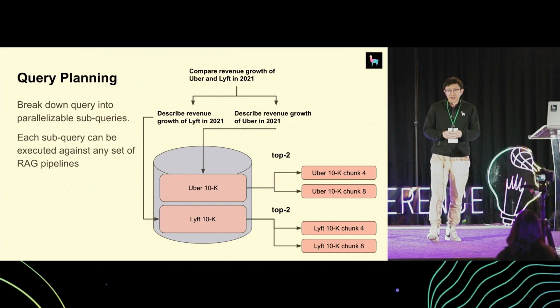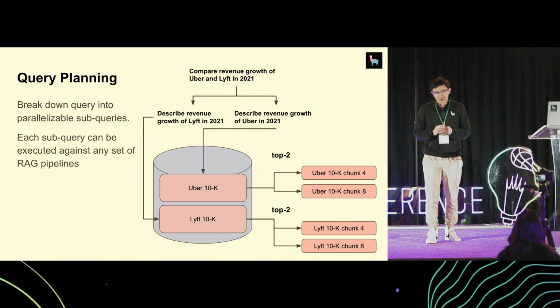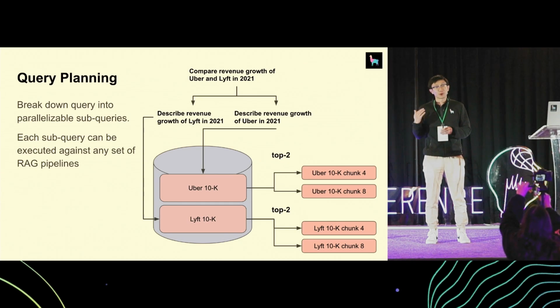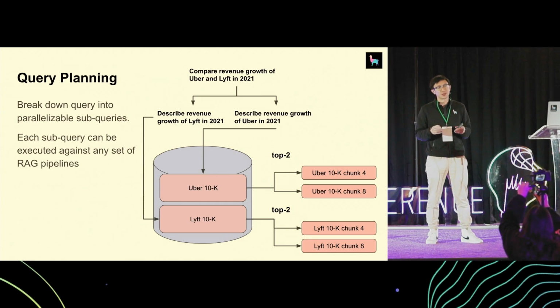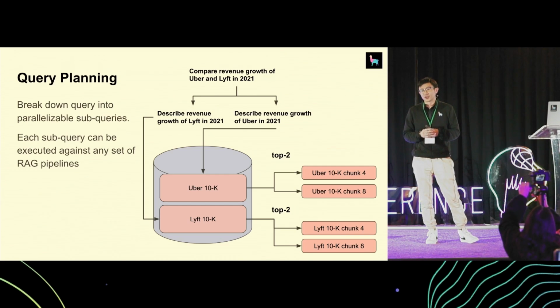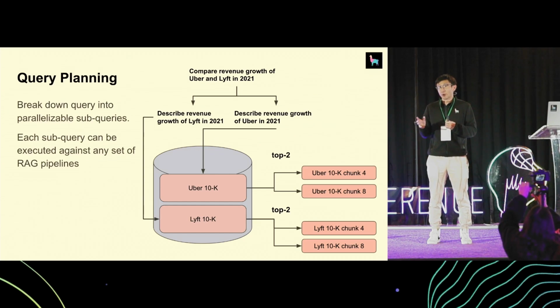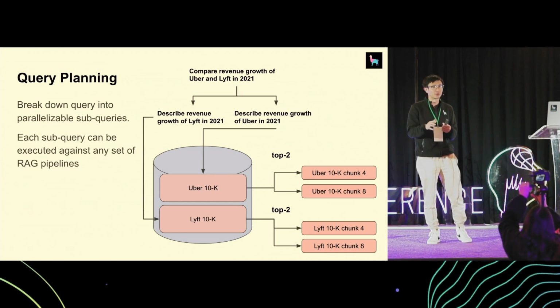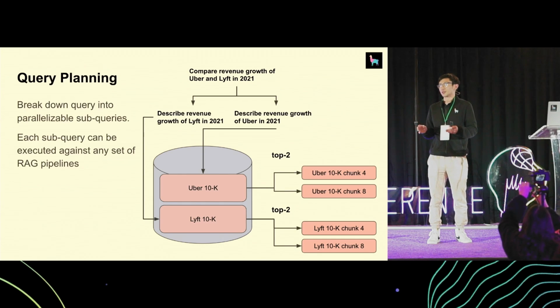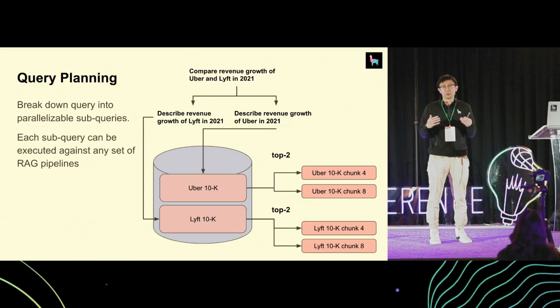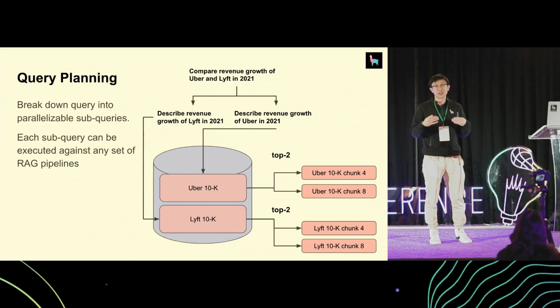The next step here is query planning. So given a question, besides just routing it to an underlying tool or query engine, can we actually break down this query into parallelizable subqueries? A classic example here is, compare the revenue growth of Uber and Lyft in 2021. This type of question, if you just launch it against a regular RAG pipeline and look up the top k most similar chunks, you're not going to get back the right results. It's because this really is a multi-part question that can be broken down into two sub-questions.